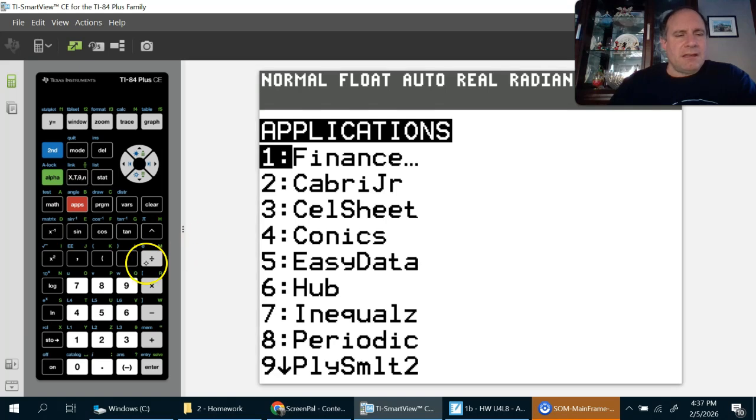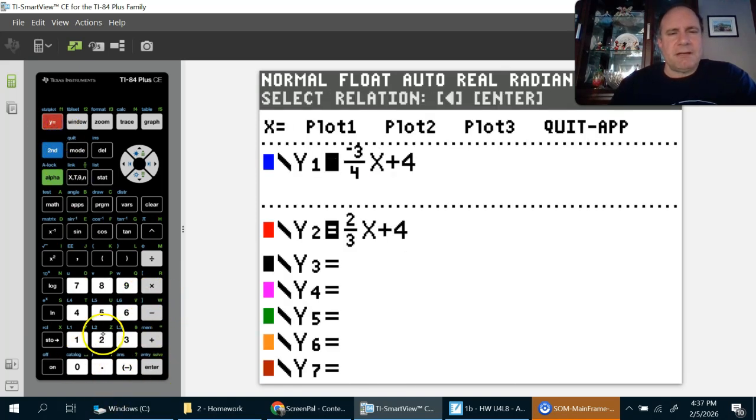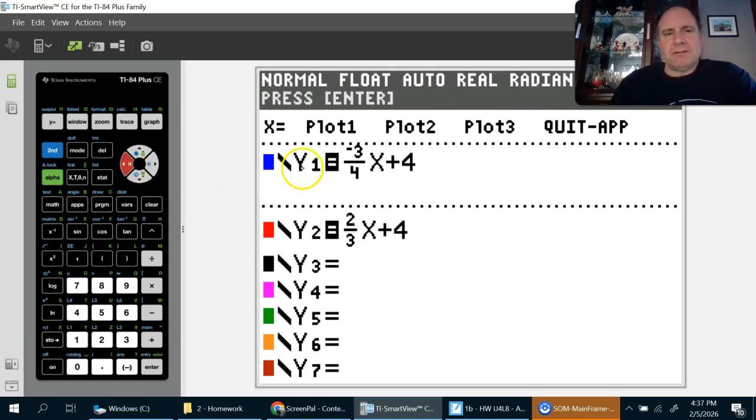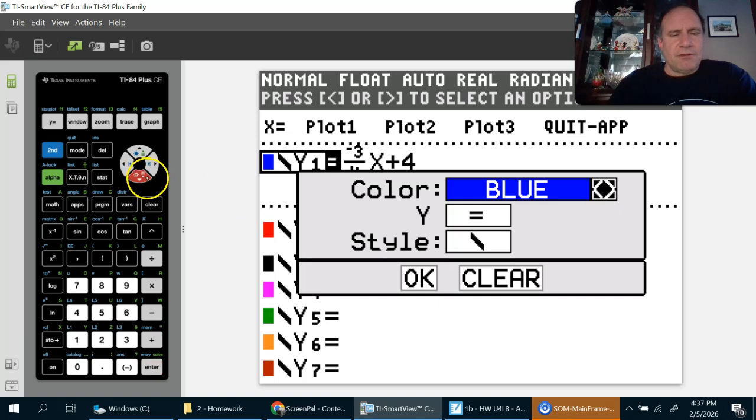All right, and that's it. So you press 7. You have the Inequalz app open. You press any key. I like to press Y equals. And then you can see that to put the inequality in, all you have to do is just highlight the Y1, press enter, and then go down and press to the right or left. Whatever inequality you need or want, it's there.